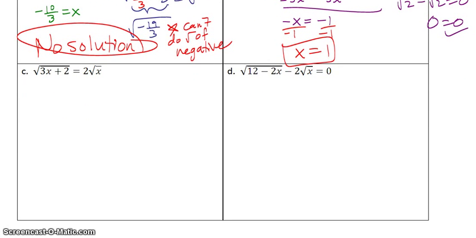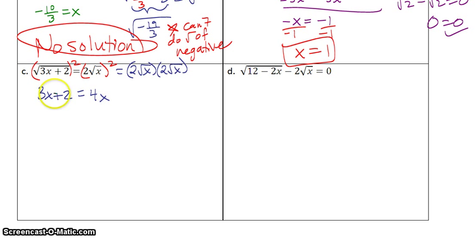Part C, I already have it set up, so I've got one thing on both sides, so I get to just square right away. On the left, that's easy. It just turns into 3x plus 2. On the right, remember what I said earlier. I actually want to think about writing it out twice, and so 2 times 2 is 4. Square root of x times square root of x is the square root of x squared. Square root of x squared is x. So I end up with 4x on that side, and then I go through and solve it. And I end up with x equals 2.